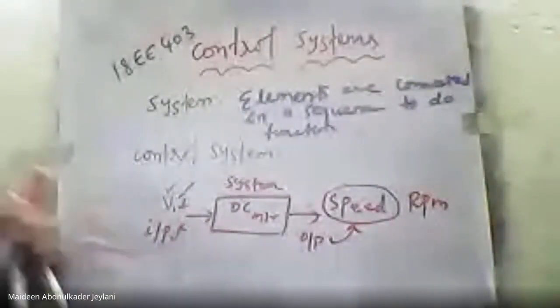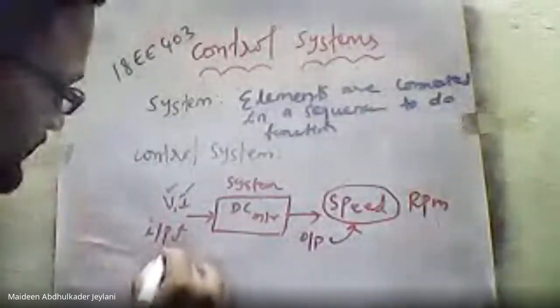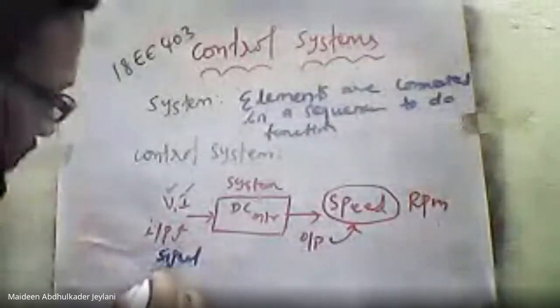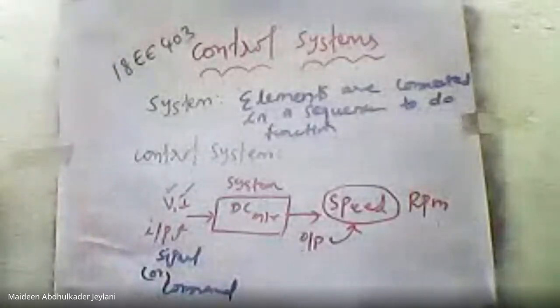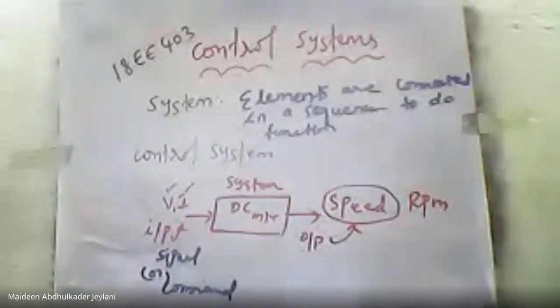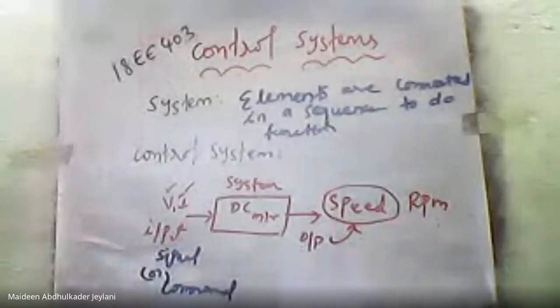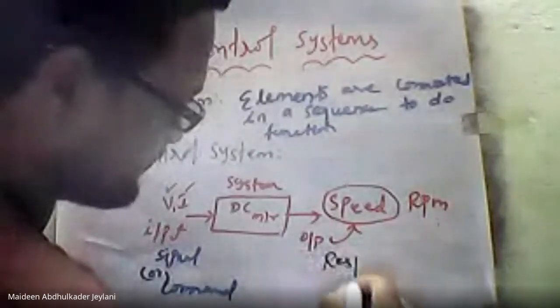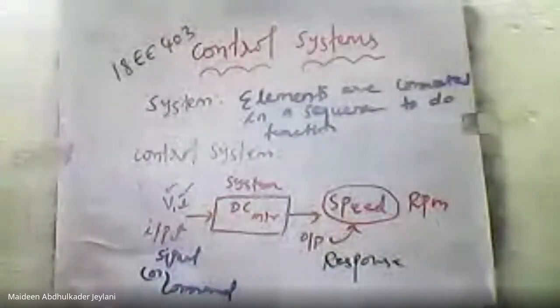Clear? But the output quantity is the control variable or response, and the input quantities we call the input command or input signal. I can say the output parameter is the response of a system. Can you understand what a system is, what a control system is?